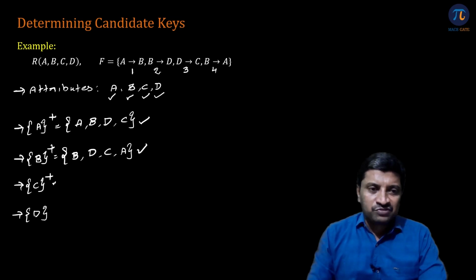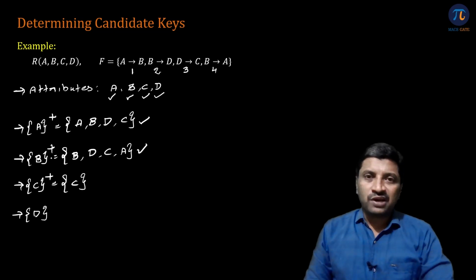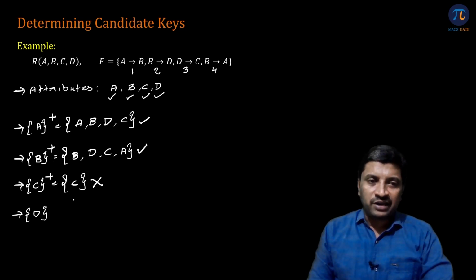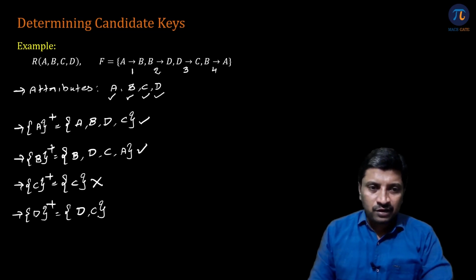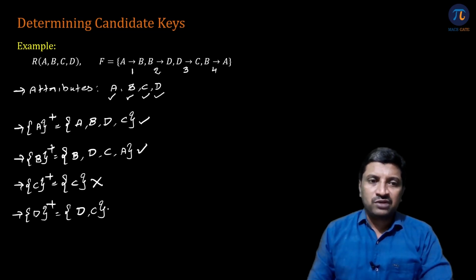What about the closure of C? With the C, we can get C. Anything else? No. So we are not getting all the attributes. So the set with C is not a candidate key. What about the closure of D? With the D, we can get D. By using 3, we can get C. Anything else? No, we cannot get any other attribute. So we got only 2 attributes. So D is also not a candidate key.